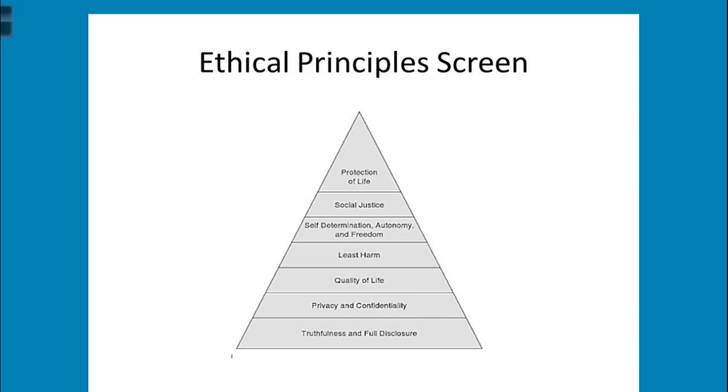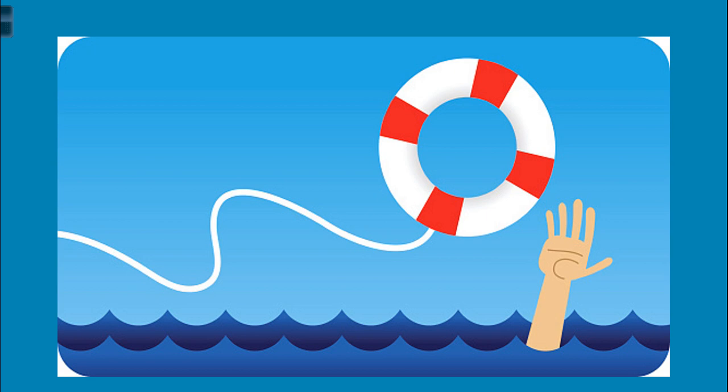Recall that the EPS provides a ranking of various ethical principles in order from most important to least important. As a brief review, let's define what we mean by these principles. The first principle is pretty straightforward. In life or death situations involving your client, clients, or others, protection of life always takes precedence.